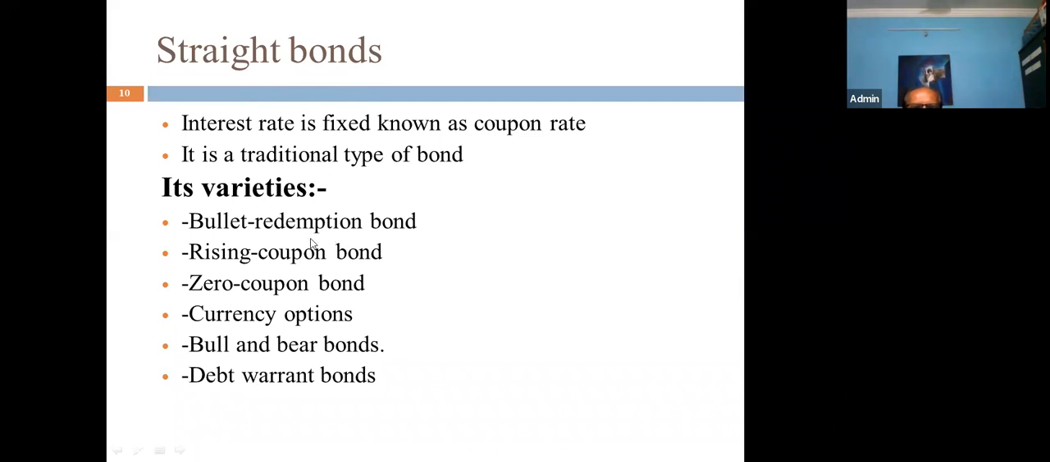Bullet redemption bond. Redemption means after two or three years, the investor gets the money back, all at one time. Then the rising coupon bond: as the days pass, the return amount also increases. Then zero coupon bond, currency options, bull and bear bonds, debt warrant bonds. These are the different names according to their types. Remember, in the case of a straight bond, the interest rate is fixed and it is a traditional type of bond. Do remember these two keywords, fixed rate and traditional type, and then you can mention the types. So this was about straight bonds.